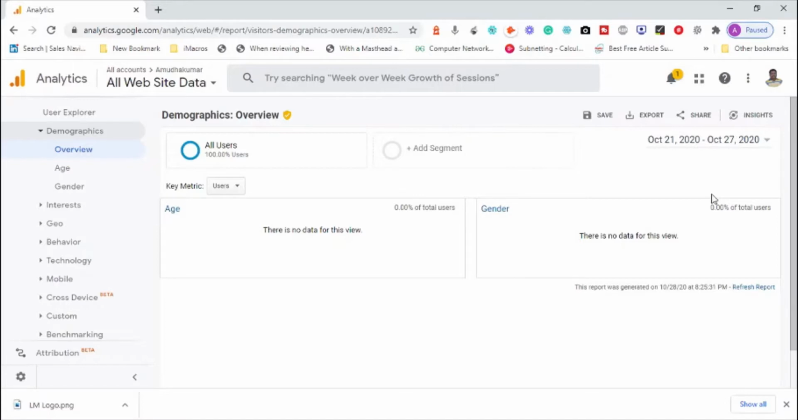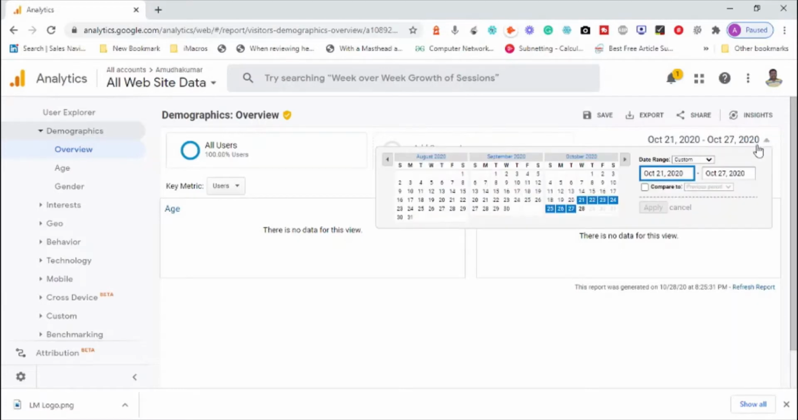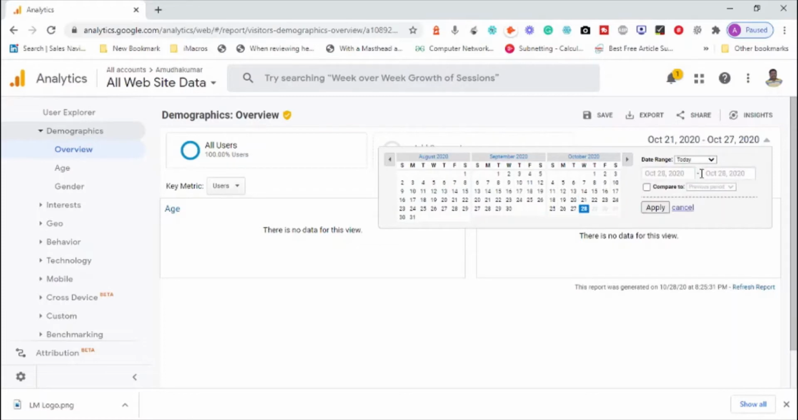One thing that we need to have a look at is the date range. By default, last 7 days data is displayed. If you see here, October 21 to October 27. Again, we can use this custom option to see today's data, yesterday's data, last week data, which does not include today, last month data, previous month data, last 7 days data.